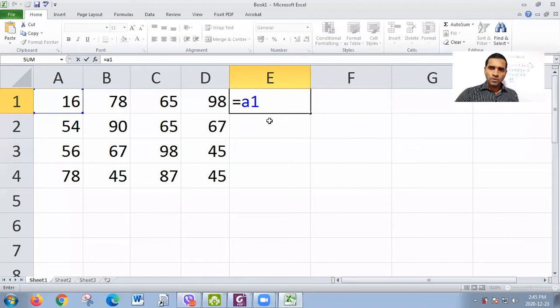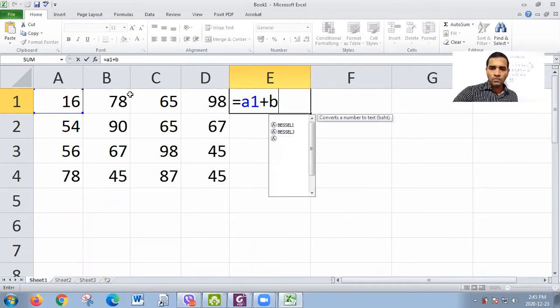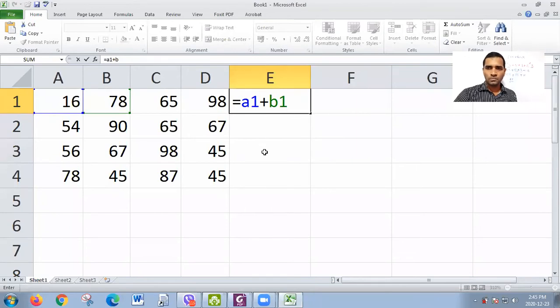So from the computer's point of view, A1 has 16. So it takes that as 16. We have to add them. So put the plus. Earlier we put 78, but this time it has to be B1, right? So type B1. Then again plus. It has to be C1, right? But when it comes to practical, you don't need to type them like A1, B1, C1. Just click on that particular cell and the cell address will automatically be visible.